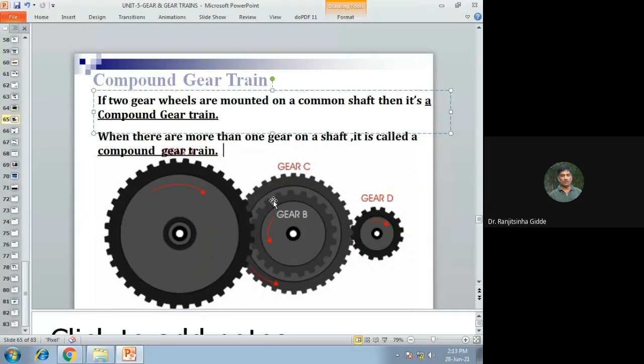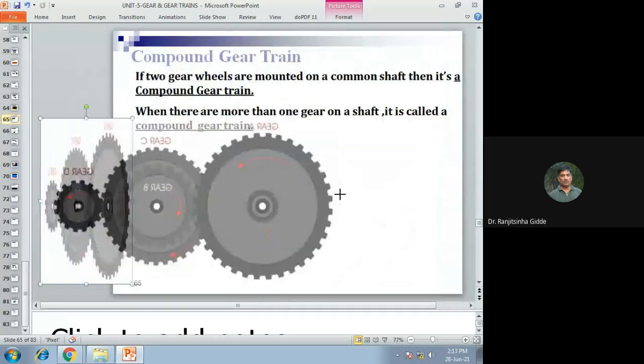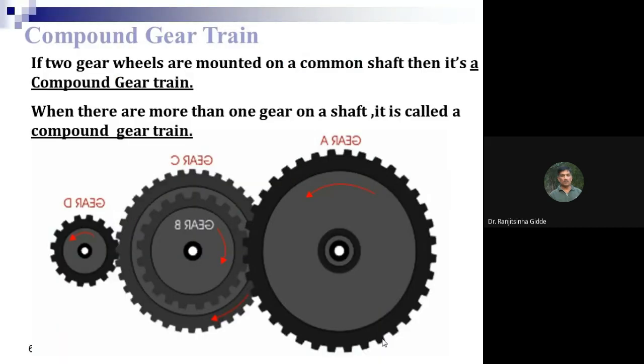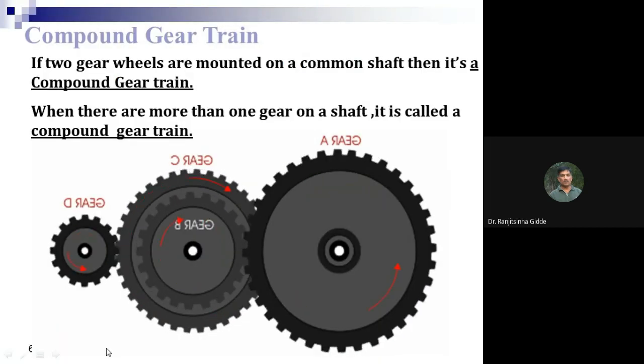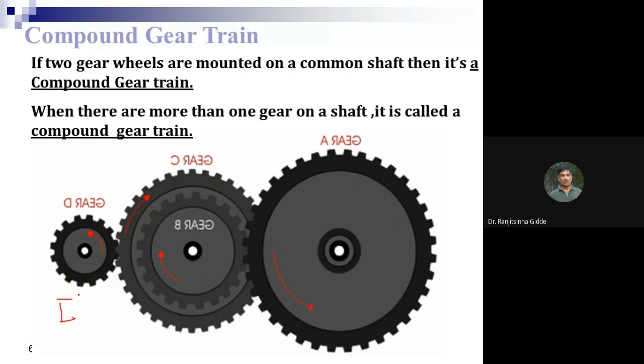Increase the speed, or the same can be used to decrease the speed. You can check this. Right? Now, if this is the input, this one is the output.